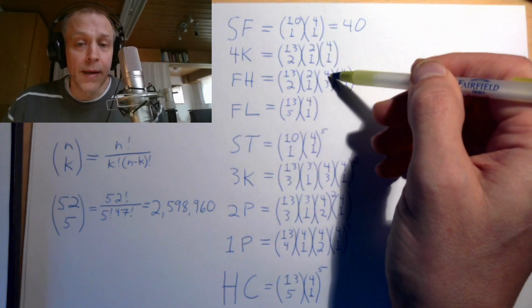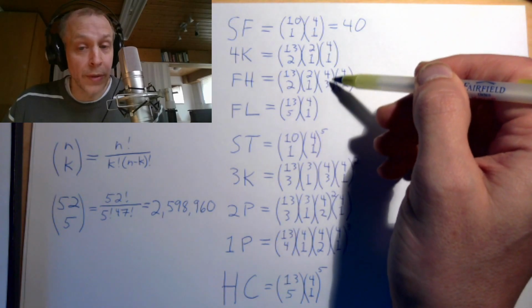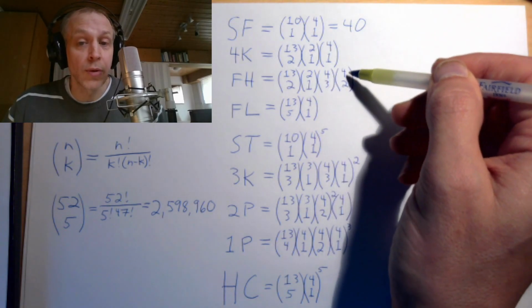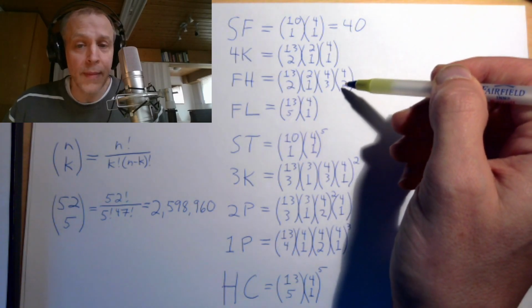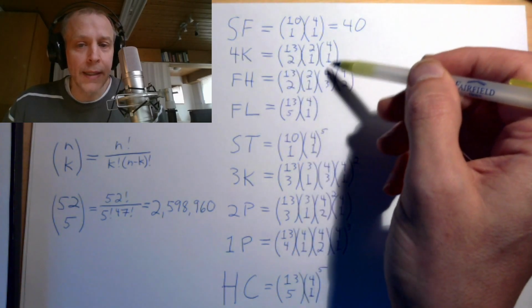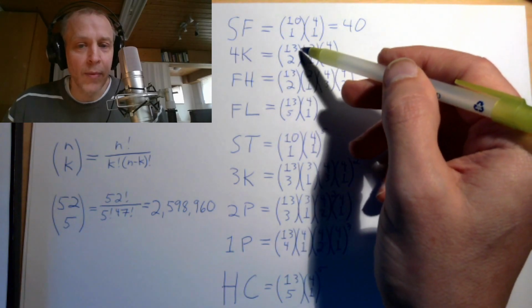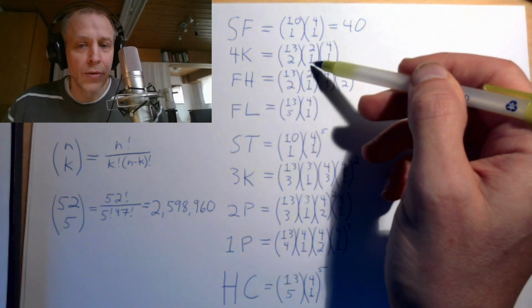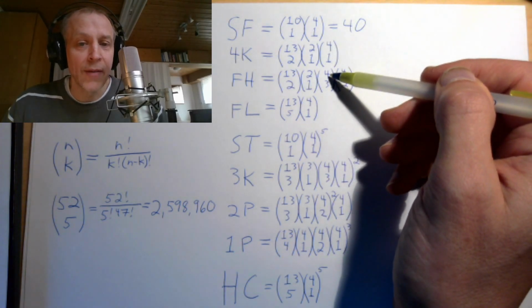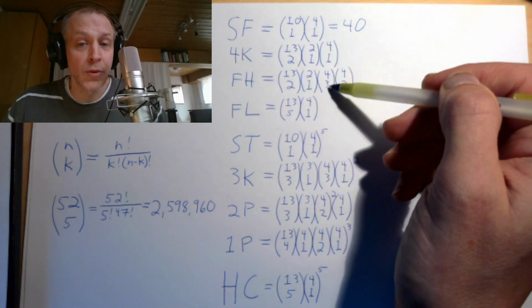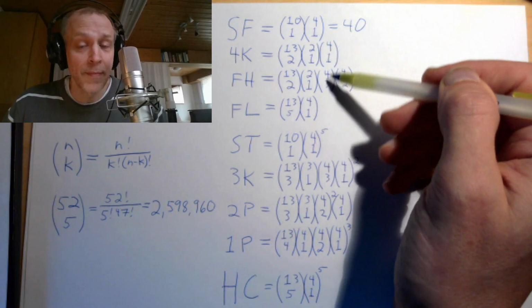And then of the 4 suits, we're going to have to choose 3 of them for the 3 of a kind. And then of the 4 suits, we're going to have to choose 2 for the 2 of a kind, so for the pair. And you can see that these begin rather the same, right? 13 choose 2, 2 choose 1, 2 choose 1. For 4 of a kind, we have 4 choose 1. And for full house, we have 4 choose 3. It turns out this is the same number.